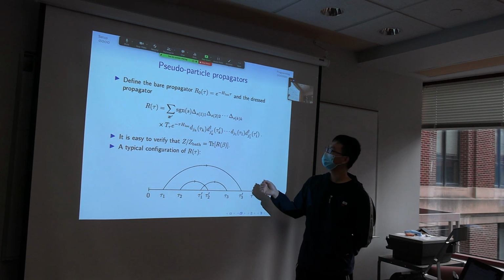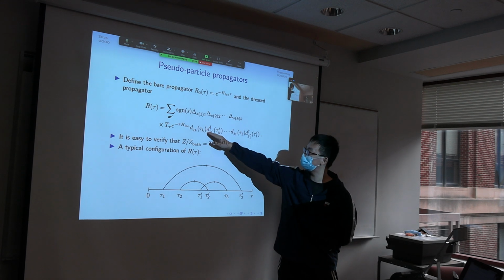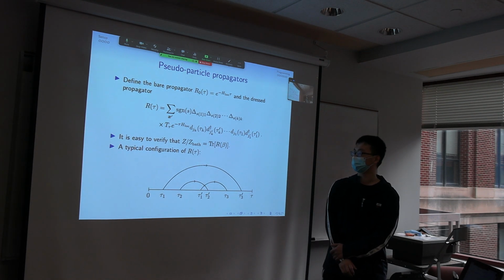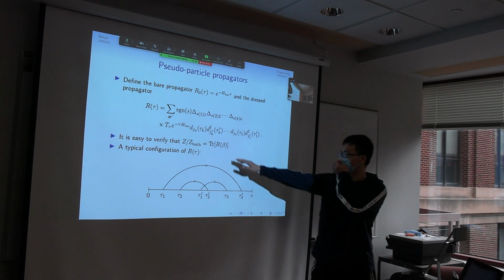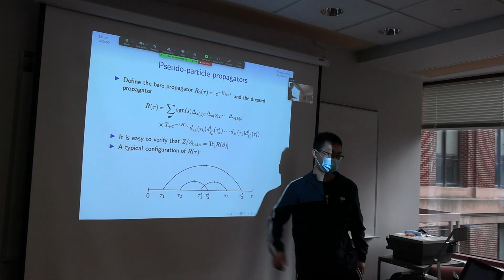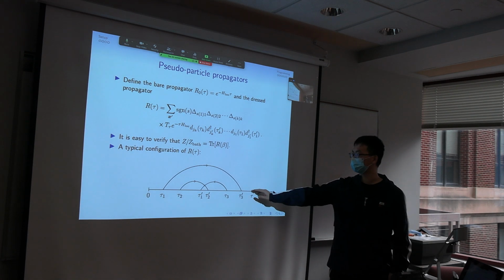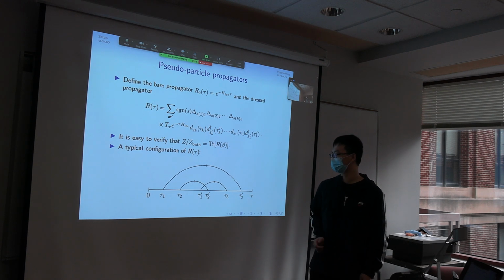And the full propagator: this expression is very similar to the hybridization expansion of the partition function. The only difference is we remove the trace. If you take the trace, you recover the partition function immediately. And this is a typical configuration of the full propagator at tau. This is a third order configuration.